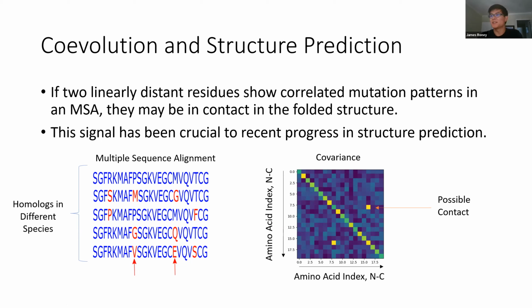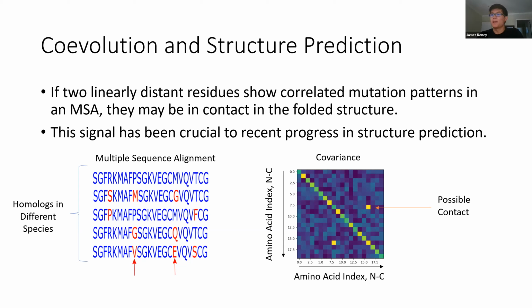And when that happens, that can be a signal that those residues are in contact in the folded protein structure. Intuitively, the reason that might happen is if you have two residues that are in contact and one of them mutates, that can induce a selective pressure for the second residue to mutate to compensate for that chemical change and restore stability to the protein.